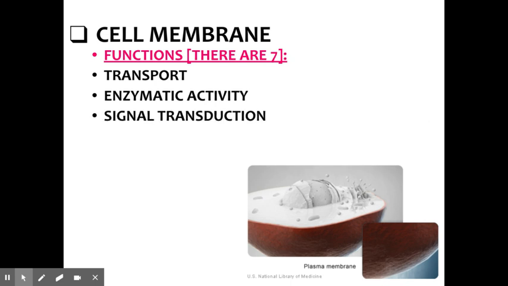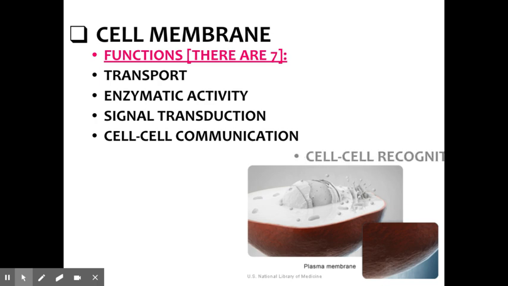Signal transduction is when a cell receives a signal, and then it has to kind of transduce or change that message as it passes through the membrane, and it causes a cascading set of events that ultimately lead to some sort of cellular response. The plasma membrane functions in cell-to-cell communication, so how cells can talk to each other.